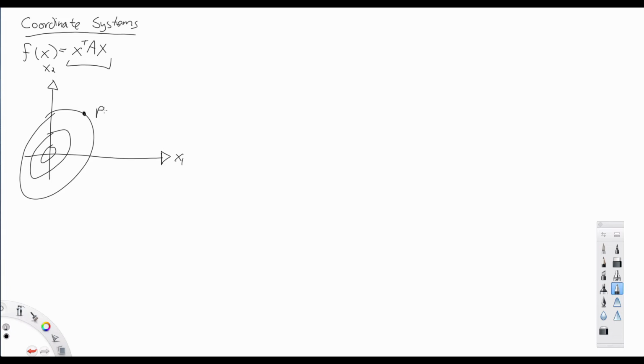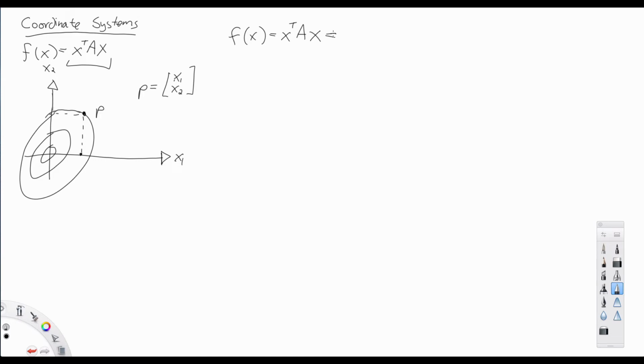And if I look at a projection of this point on each of the coordinates x1 and x2, we can use those projections to define this point in this coordinate system x1, x2. This applies to spaces of more than 2 dimensions as well, but for visualization, we're looking at 2 dimensions. So suppose n equals 2, we have a quadratic function in general that looks like this.